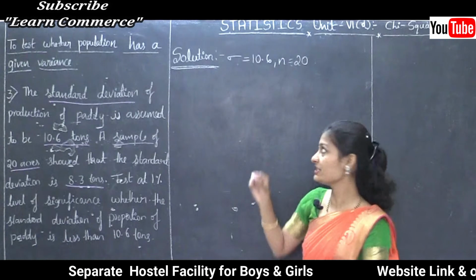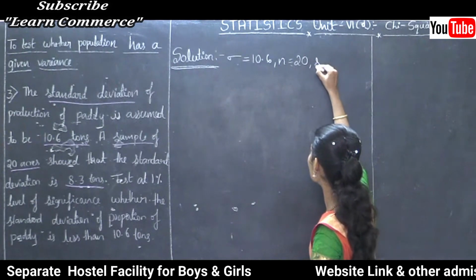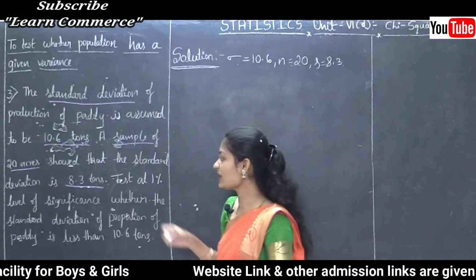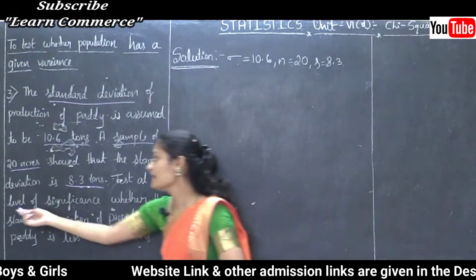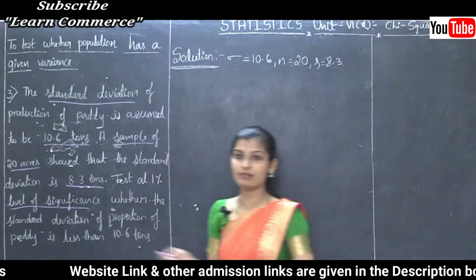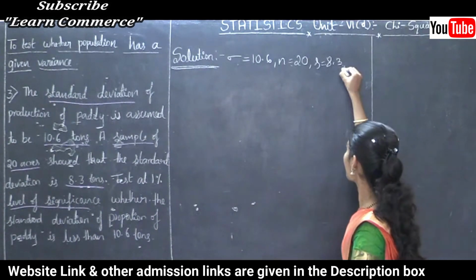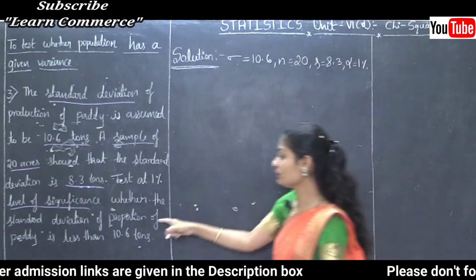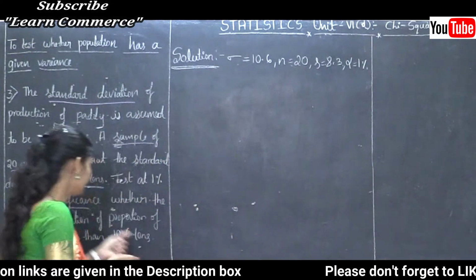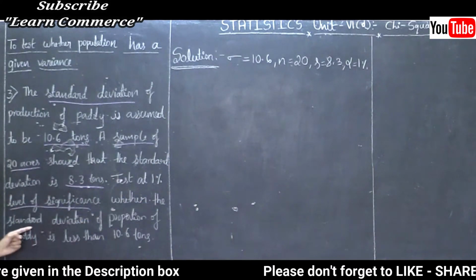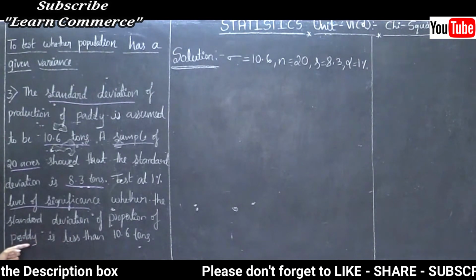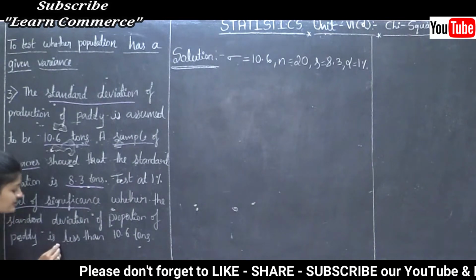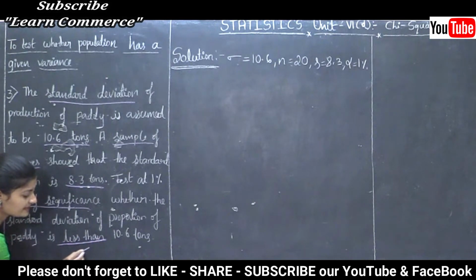The sample standard deviation is denoted by small letter s, that value is 8.3, and the test is at 1% level of significance. Level of significance is denoted by alpha, and here the given value is 1%. What we are going to check here is whether the standard deviation of production of paddy is less than 10.6 tons. Less than, the sign is like this.